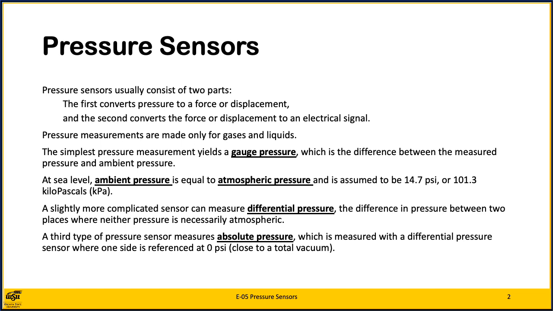A slightly more complicated sensor can measure differential pressure, the difference in pressure between two places where neither pressure is necessarily atmospheric. A third type of pressure sensor measures absolute pressure, which is a measure with a differential pressure sensor where one side is referenced at 0 psi, which is close to total vacuum.